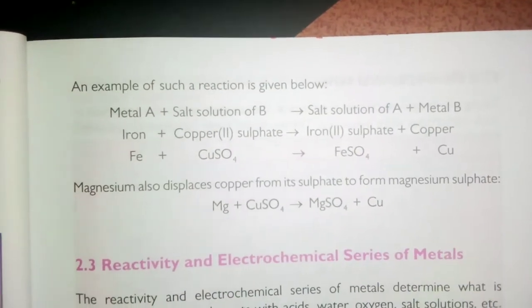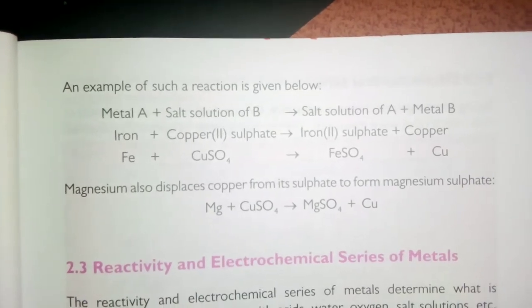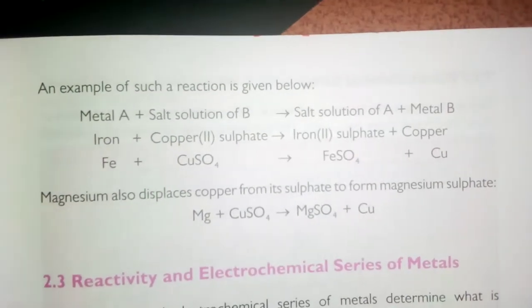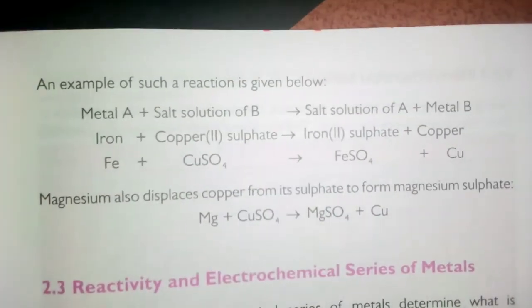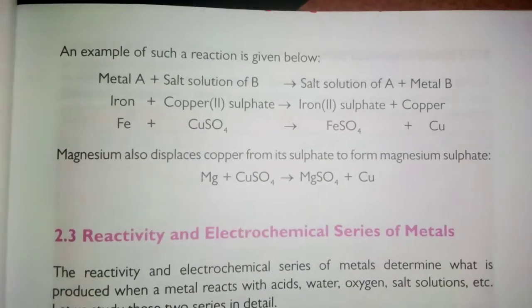So which metal is most reactive? The most reactive metal is iron. That's the reason why it has displaced copper. So this is what you should know about the chemical properties of metals.